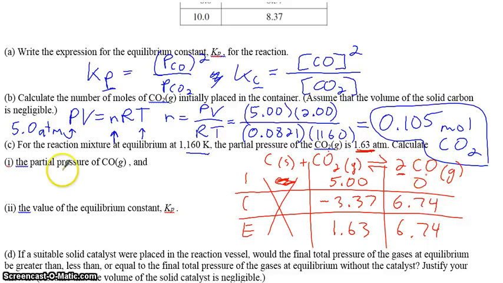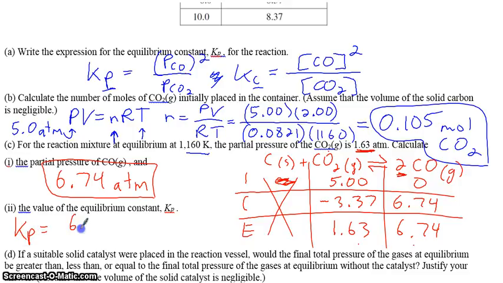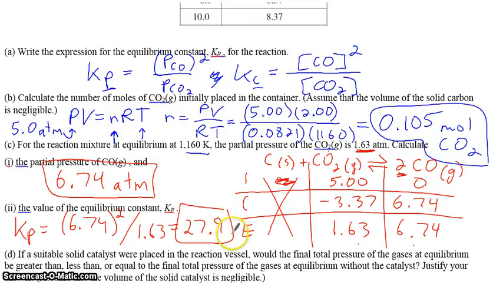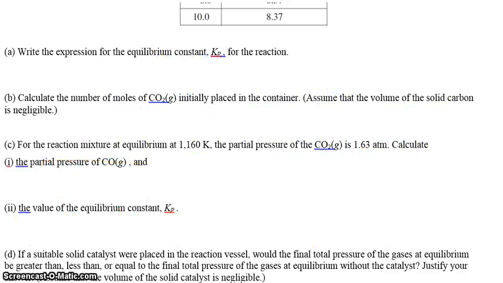So CO would be 6.74 atmospheres. The value of the equilibrium constant, we circle this, then we can plug this squared over this because it's a 2, so easily done. And just like we proposed up here at the beginning, Kp would be 6.74 squared over 1.63, which gives us a final value of 27.9. Remember, equilibrium constants have no units, so do not worry about the units. That was done quickly. So look through it. Make sure you understand how it's done.